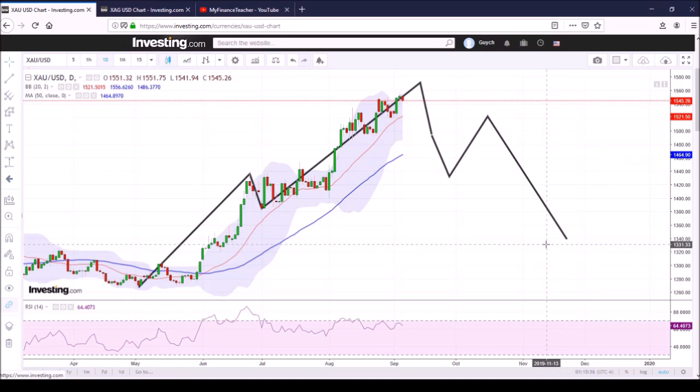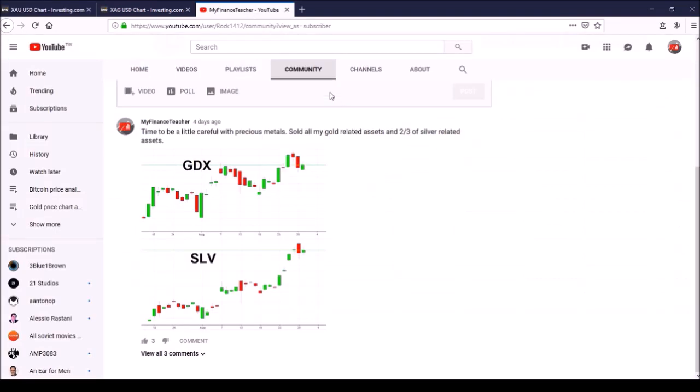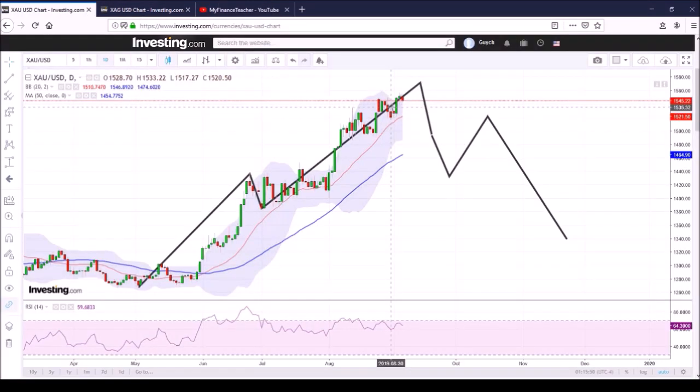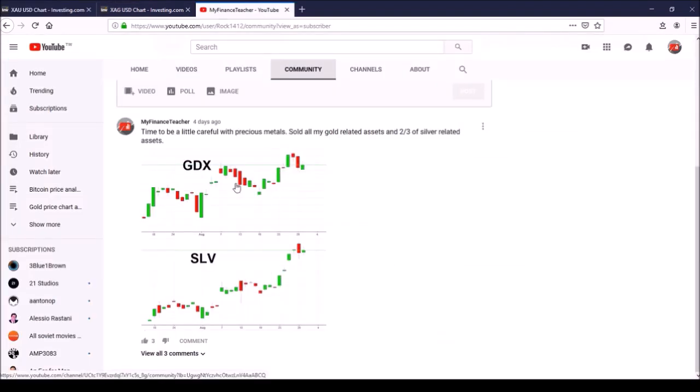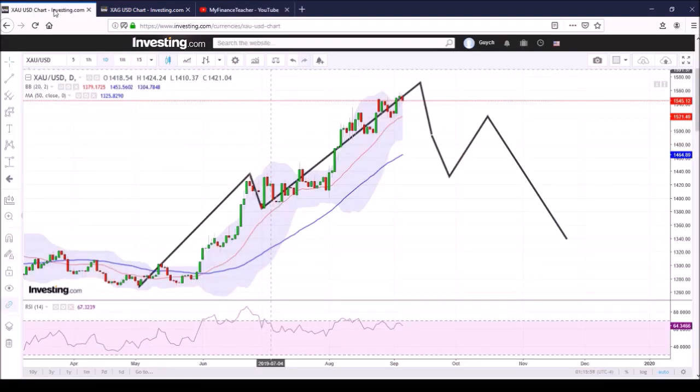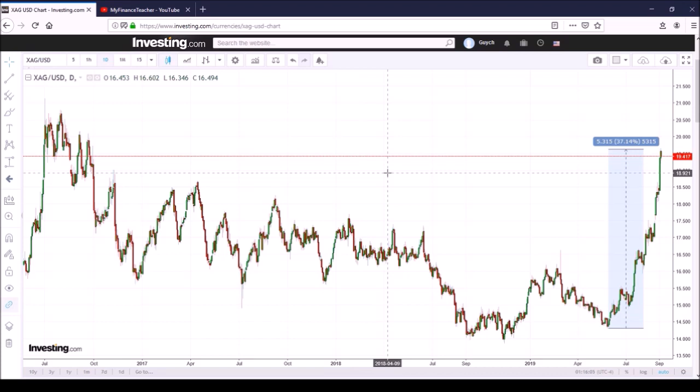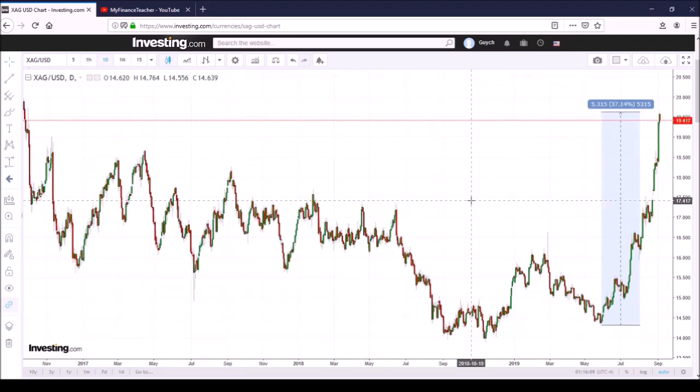But at the moment, as I mentioned in my first ever update in the community section of YouTube, I'm out of all the gold related assets, possibly a little bit too early. That was around 4 days ago. I'm out of all of the gold related assets, but I still hold about a third of my silver related position. Talking about silver, as I mentioned in the past, it was time for silver to catch up a little bit with gold, and it has.